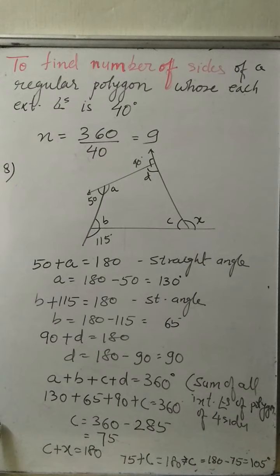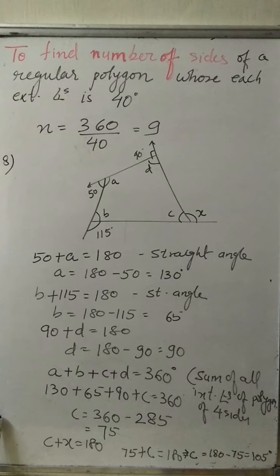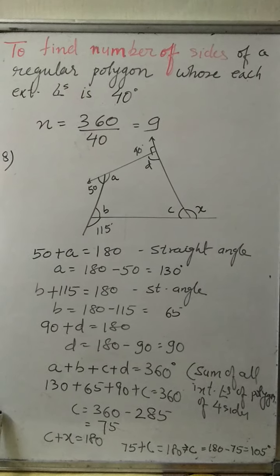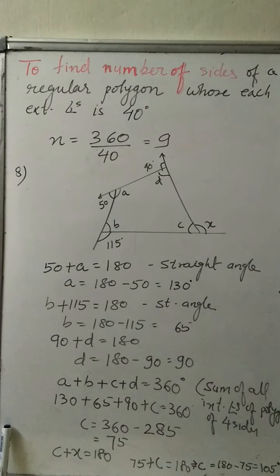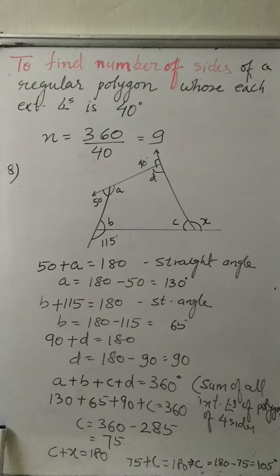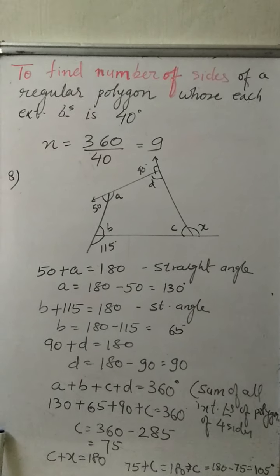Now, to find the number of sides of a regular polygon whose exterior angle is given. This formula has already been discussed, but I am giving you just one example. This is question number 7 of exercise 14A. One question I am explaining.